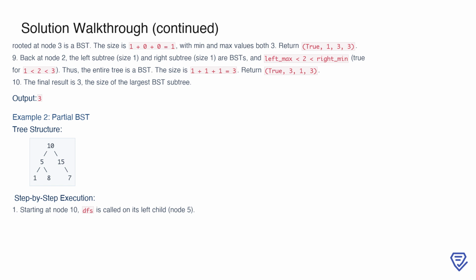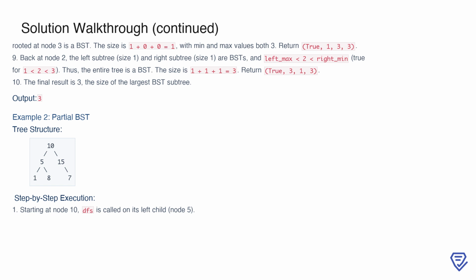Moving on to the second example, we now have a tree with root node 10, a left child 5, and a right child 15. Below node 5, there are children 1 and 8, while node 15 has a right child 7. We begin the traversal at node 10 by first exploring its left subtree rooted at node 5. At node 5, we start with its left child, node 1. Since node 1 has no children, the DFS calls return true, 1, 1, 1 for this subtree.